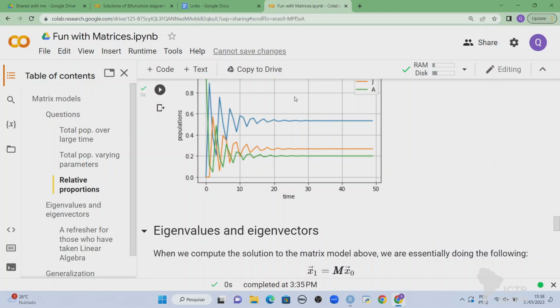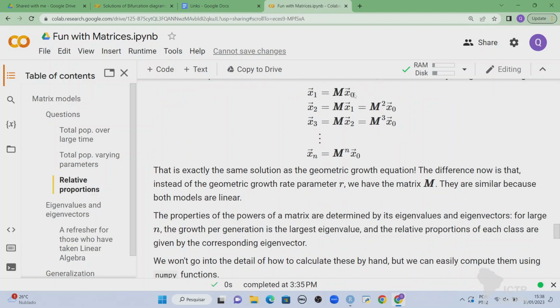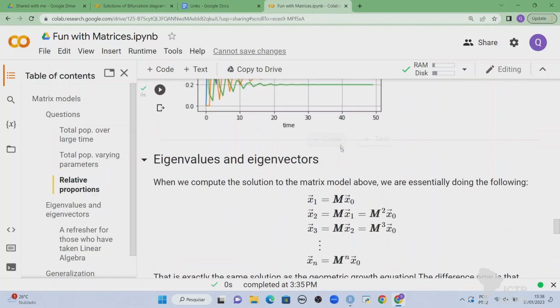So I have a final comment here, which is how the stuff that we have just seen is related to the famous eigenvalues and eigenvectors. This is what I explained on the boards. When you have a matrix that is iterated, multiplied many times, this is pretty much always what happens, applying a matrix many times.